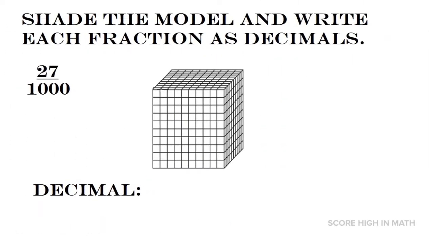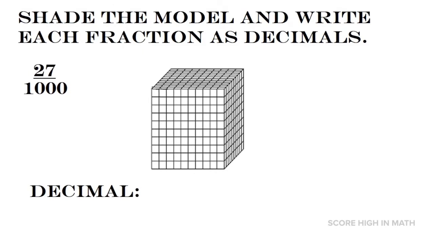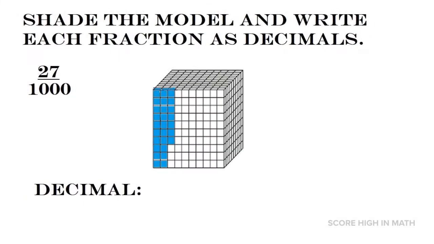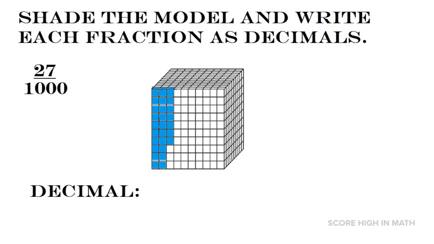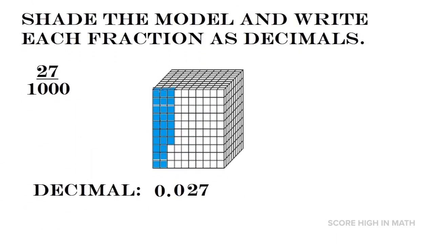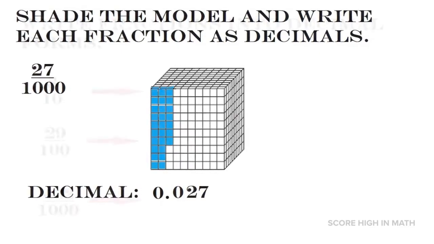What about 27/1000? We need 1000 boxes in the grid and it shows that it is a cube here. In that event, only 27 boxes will be shaded out of 1000 to show the model. Appropriately, the decimal will be 0.027.